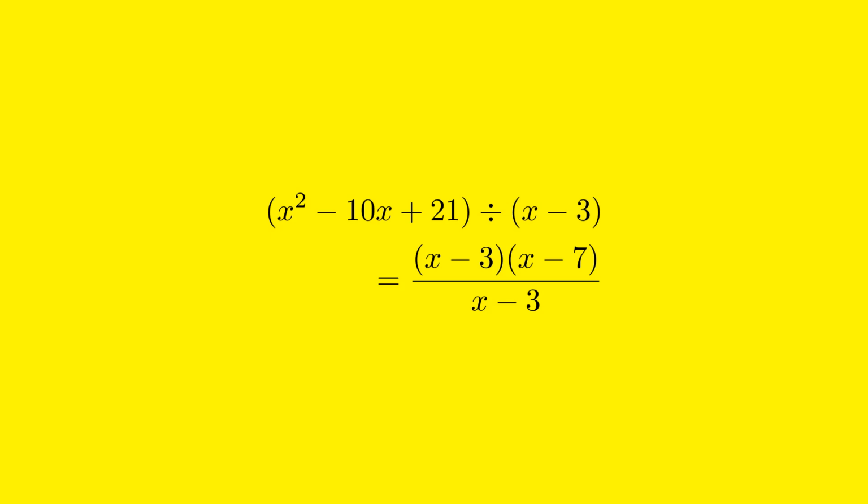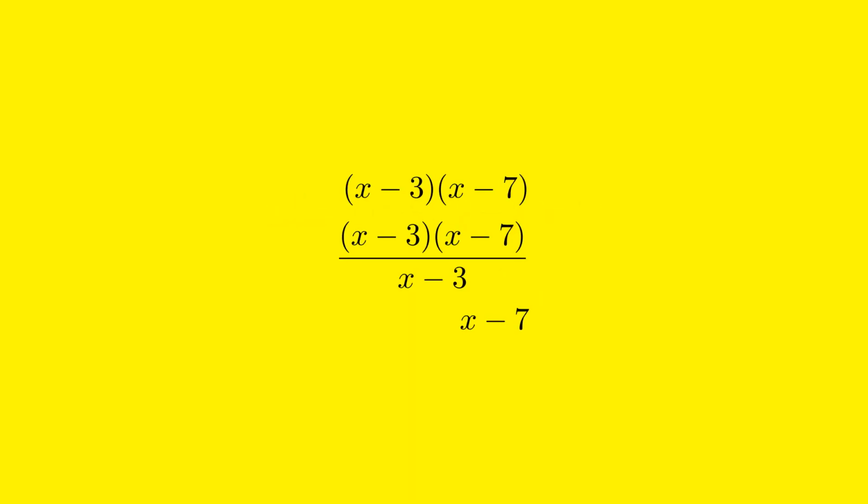Since we have found the correct numbers, we can write the numerator as a product of two binomials. It becomes x minus 3 times x minus 7. This changes the expression to x minus 3 times x minus 7 divided by x minus 3. This completes step 1, where we factored the numerator of the rational expression. The original numerator x squared minus 10x plus 21 is now expressed as x minus 3 times x minus 7.